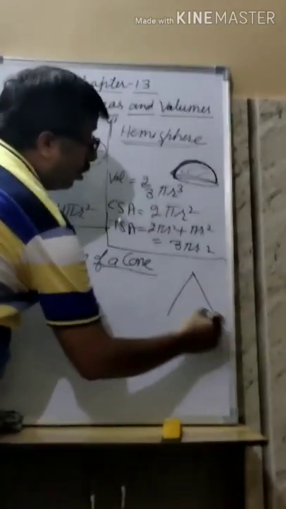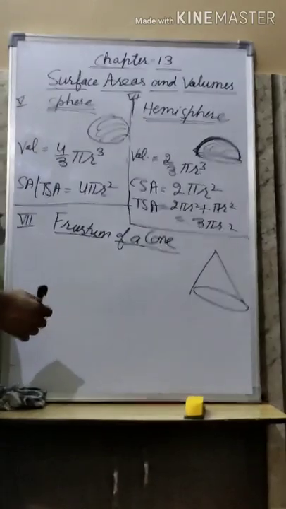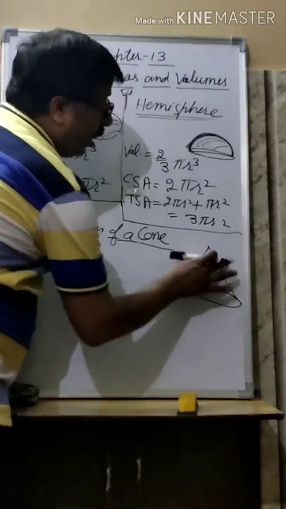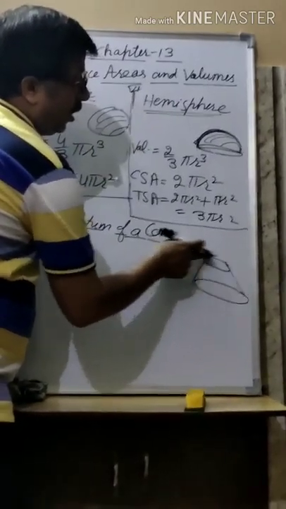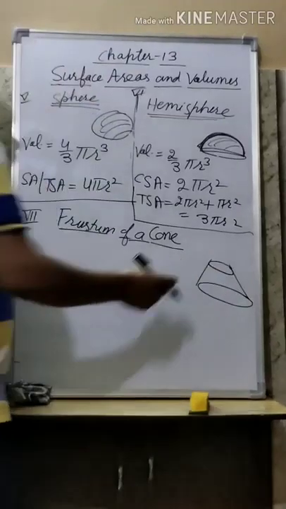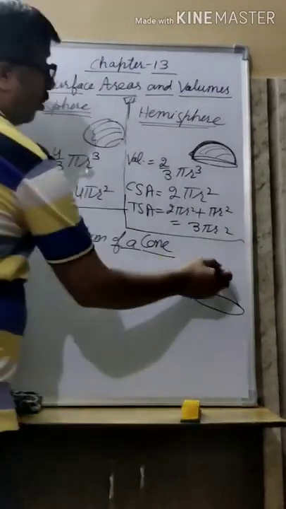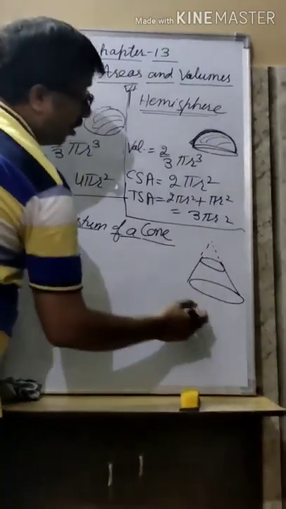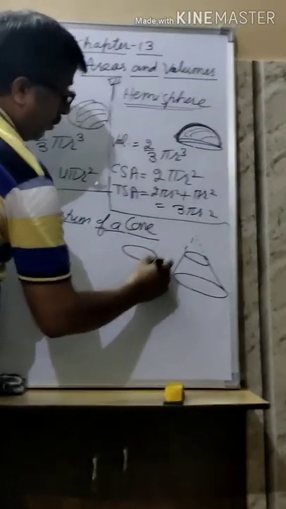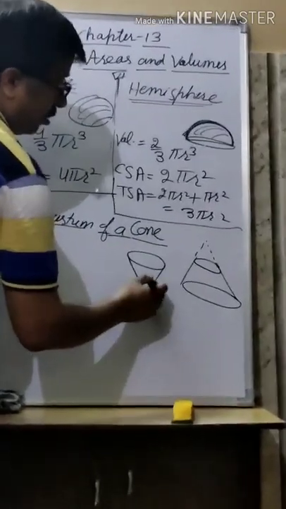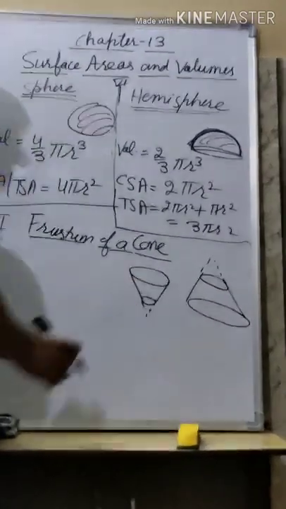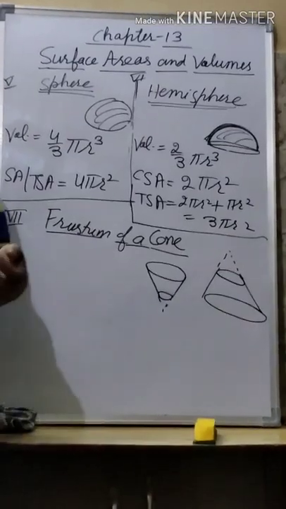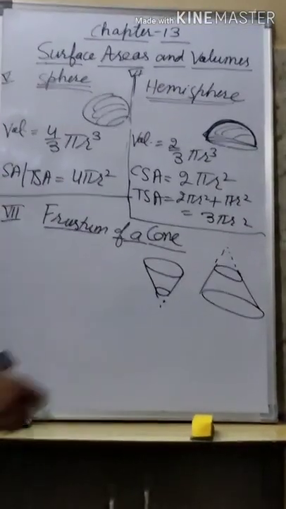We learn frustum of cone. This is a cone. Clear this? This is a complete cone. Now the frustum of a cone is the cut out part. If I remove this upper part of the cone, the remaining part is known as the frustum of a cone. Clear this? So this is the cone, and this is called the frustum of a cone. Its shape may be in this way. Just like a glass, it is the shape of a frustum of a cone.